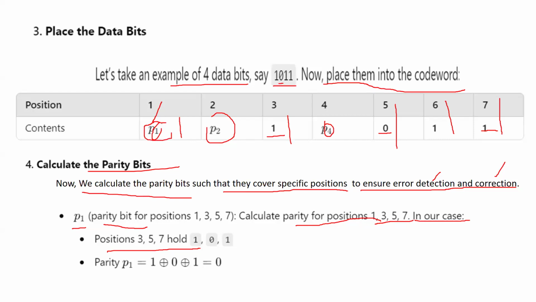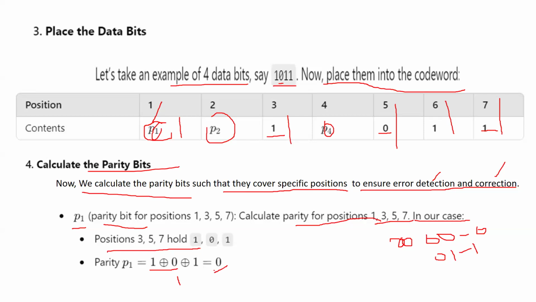We already know this. We have to perform the XOR logic here to get this binary value, right? So I perform XOR on 1, 0, 1. 1 XOR 0 will be 1, and 1 XOR 1 will be 0. If it is the same value, the result is 0. If it is a different value, the result is 1. So here also I get 0 as the parity bit.